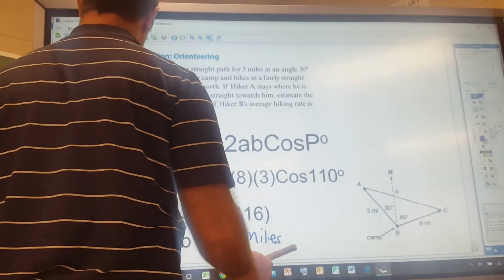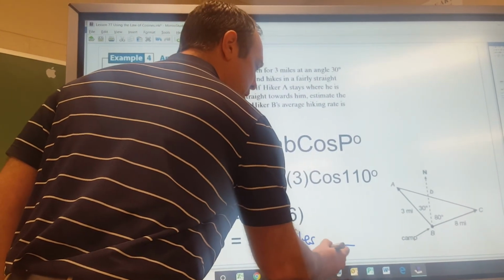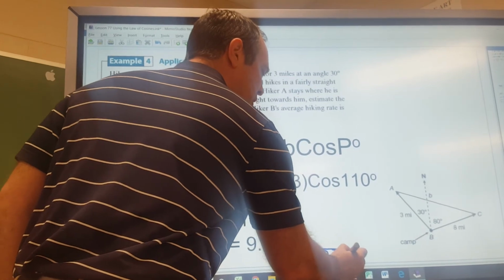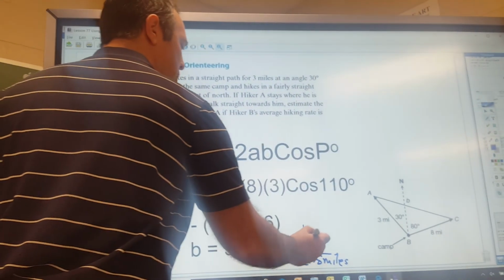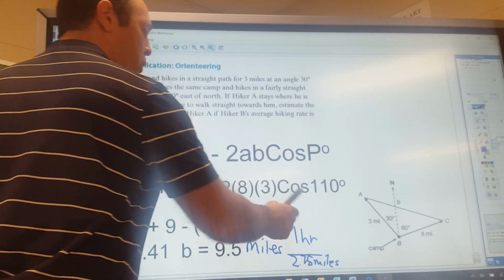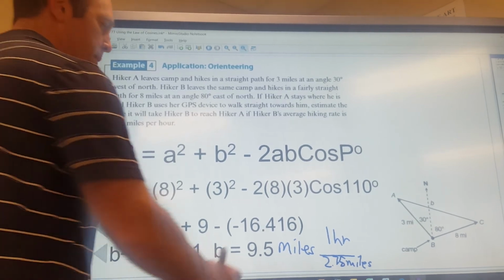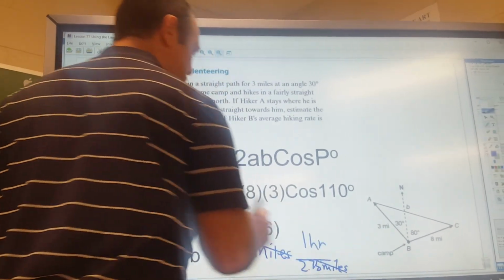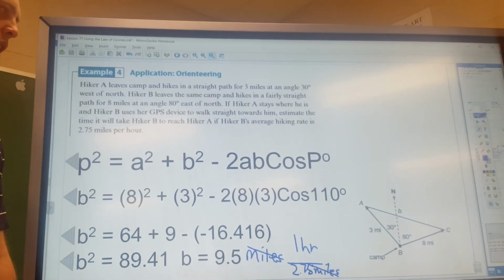Now what we need is to flip this over. The miles would need to go in the denominator because we're canceling it like a conversion, and the hours would go there. So actually 1 hour per 2.75 miles. You just flip it, and that's okay to flip. These would cancel out, so we would then do 9.5 divided by 2.75. And that will give us how long it will take him.